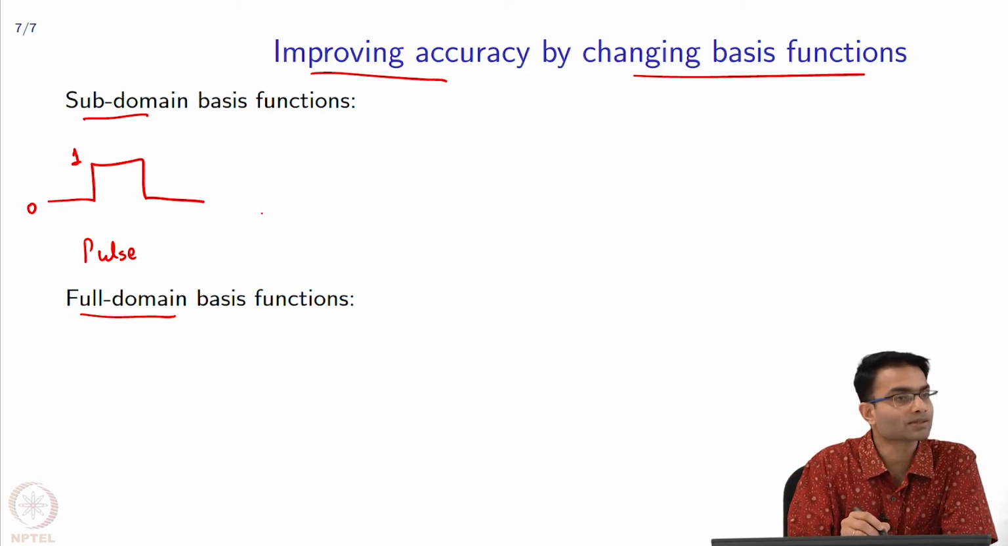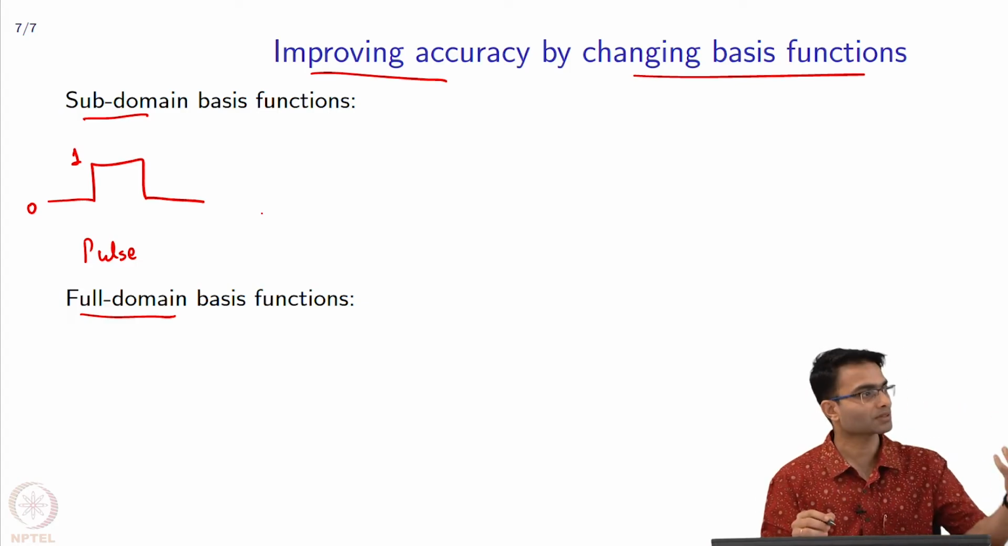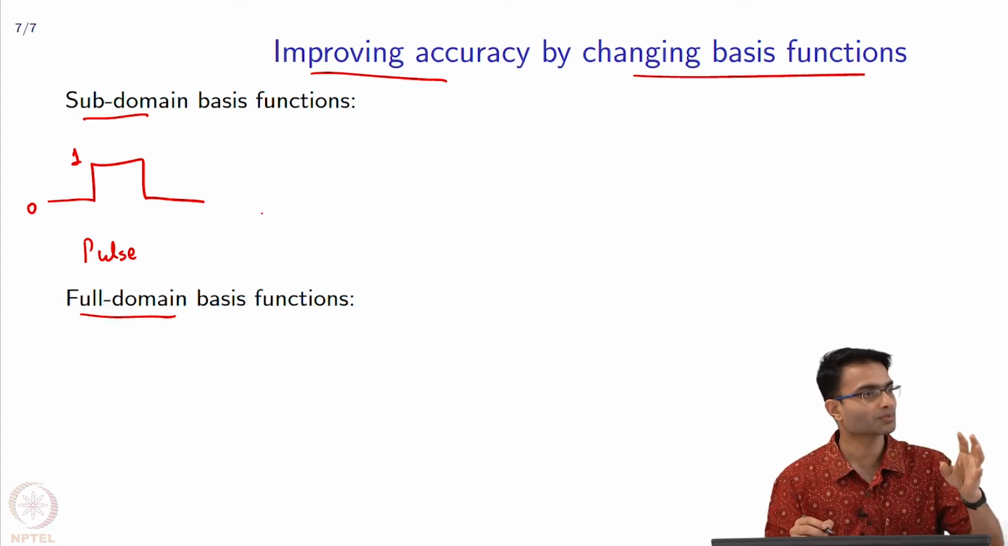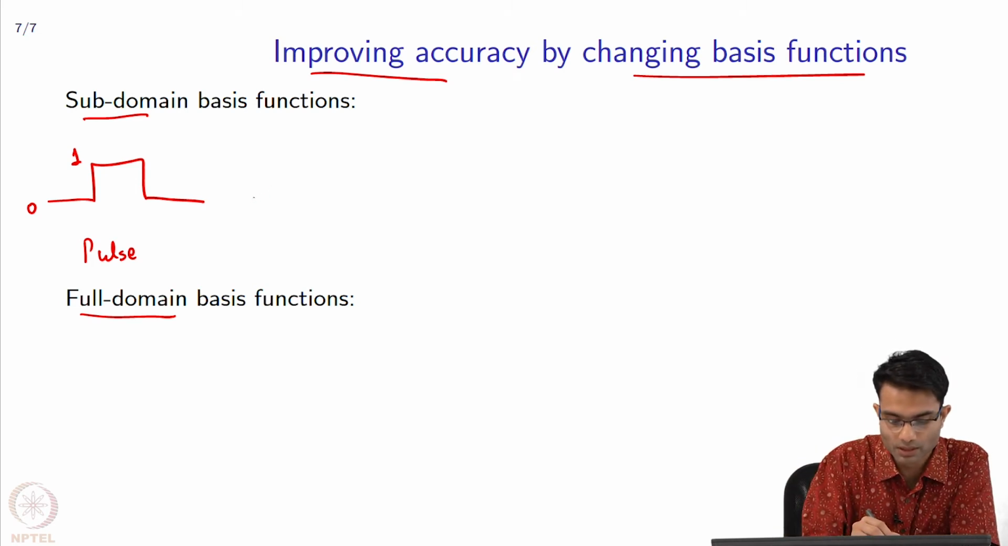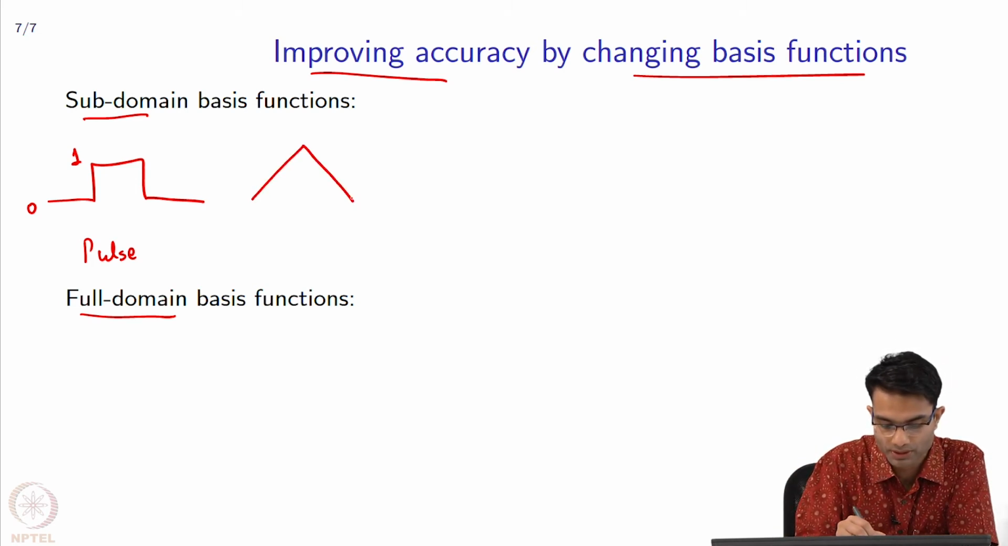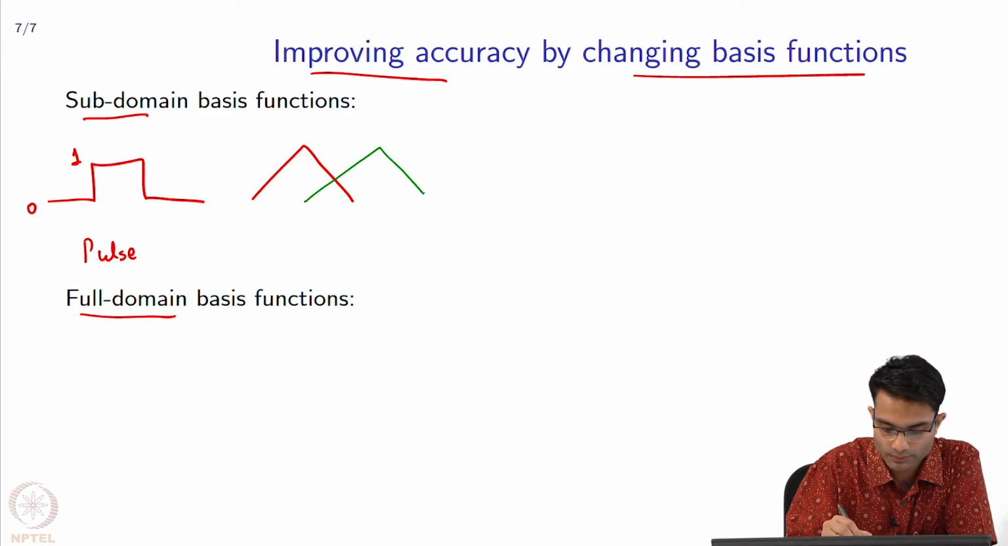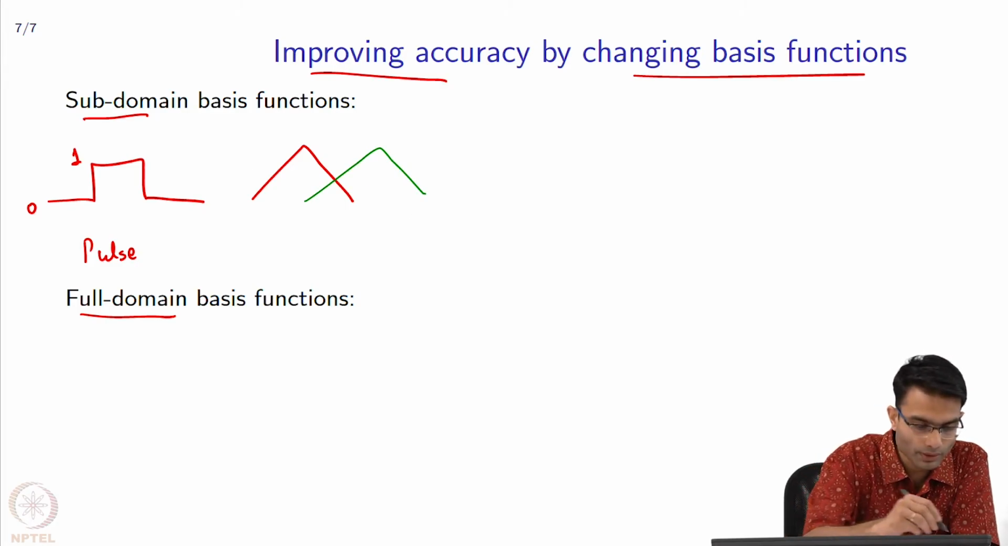So instead of a pulse, you can also do better. This is like the Taylor series: the pulse is the first term of the Taylor series, constant. The next would be linear. So you can have these triangular basis functions. For example, this is one basis function. The other basis function can be something like this, and so on.